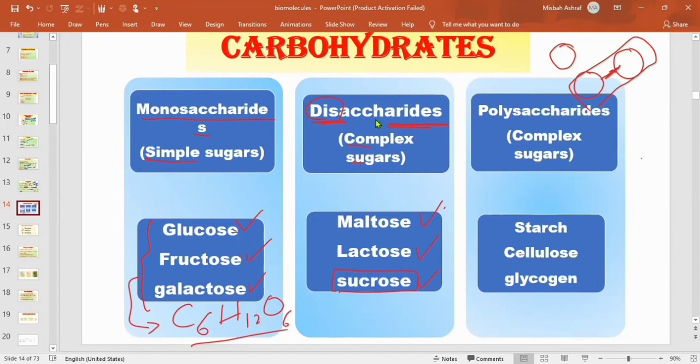Achha, when more than 10 of these sugars combine, not 2, 10, they form complex sugars which are known as the polysaccharides. Examples of the polysaccharides are starch, cellulose and glycogen. We are going to discuss all these one by one.